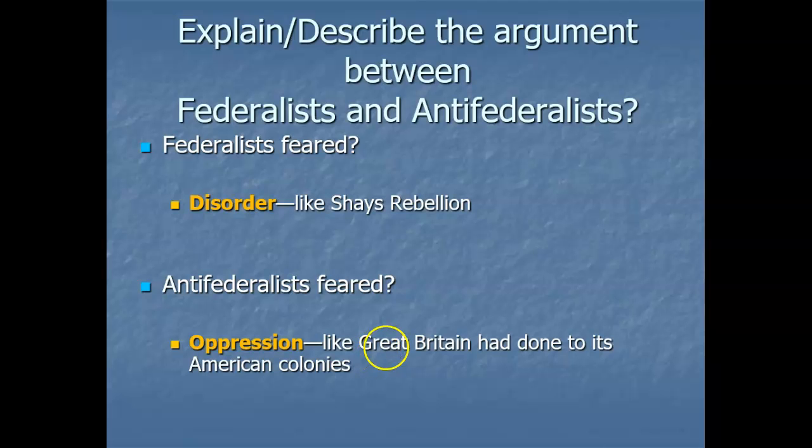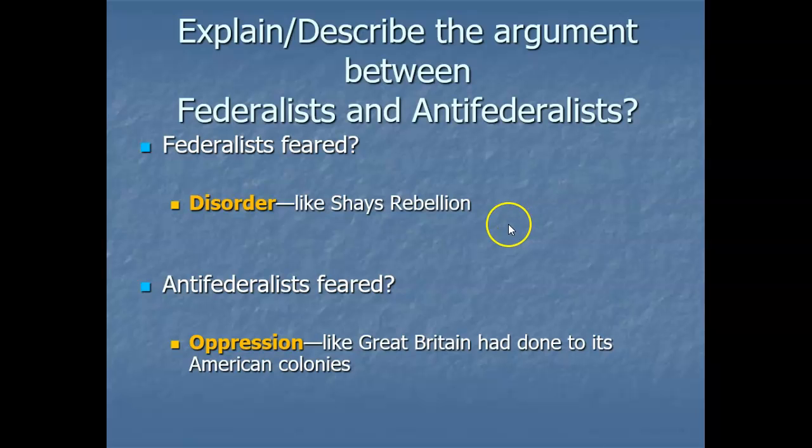As we talked in class today, we mentioned the events of this past summer, where you had protests and some disorder going on in cities, and riots and protests. Obviously people feared disorder. Then other people who felt that protest was part of American rights felt that the reaction was perhaps too much. It was oppression. So obviously you had two sides, even 240 years later, with differing thoughts.